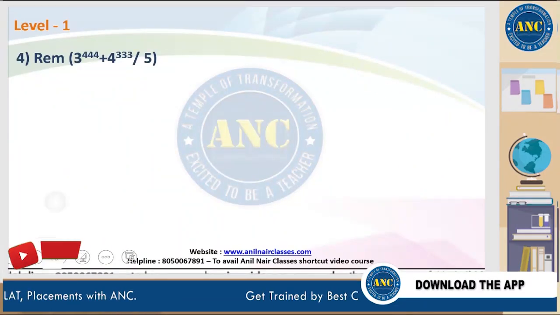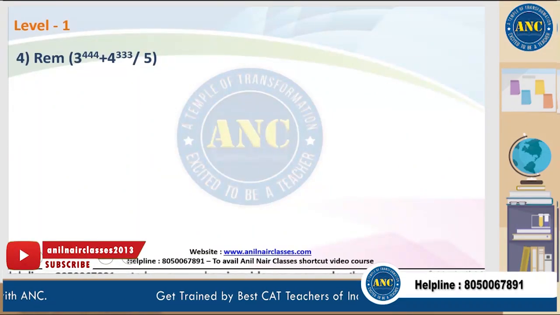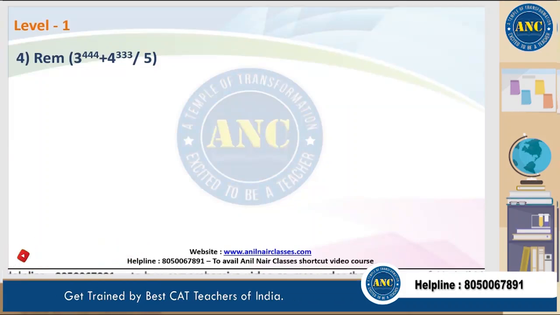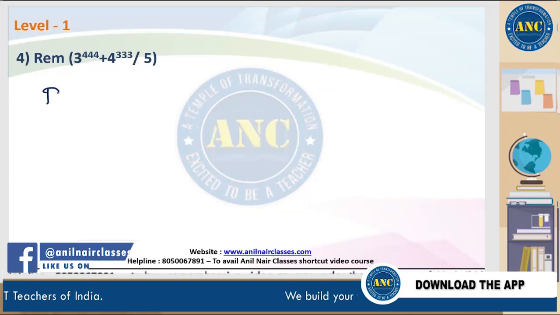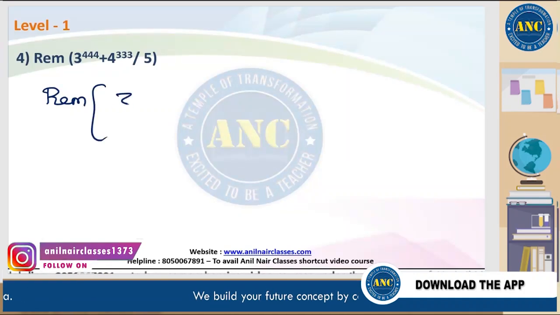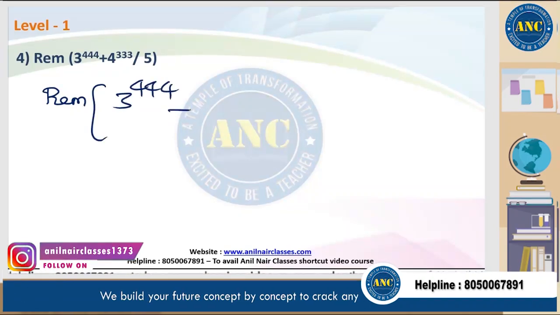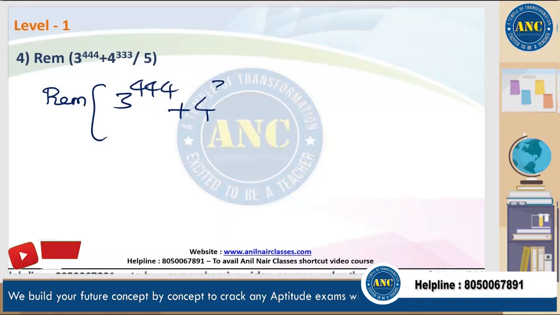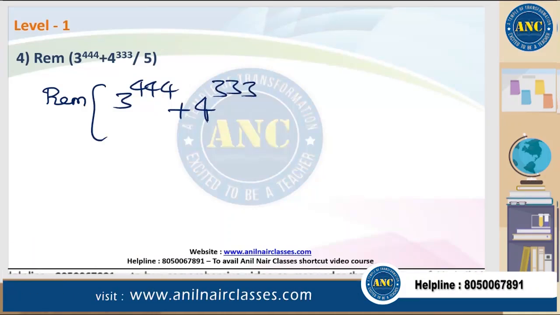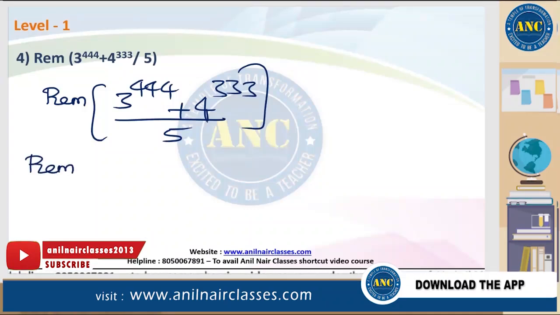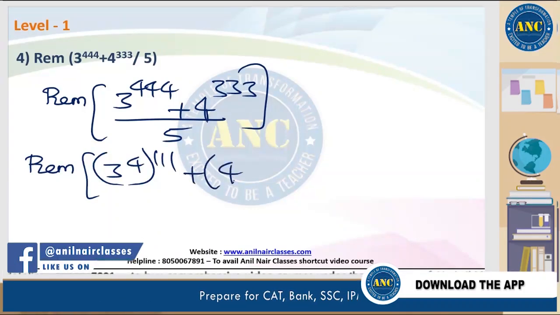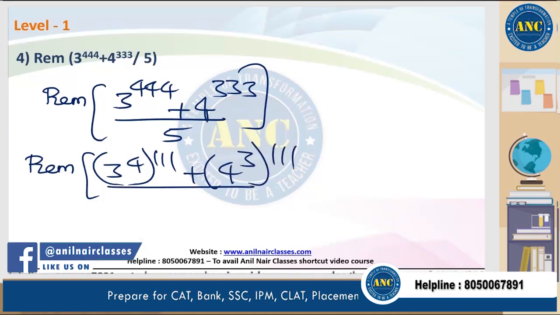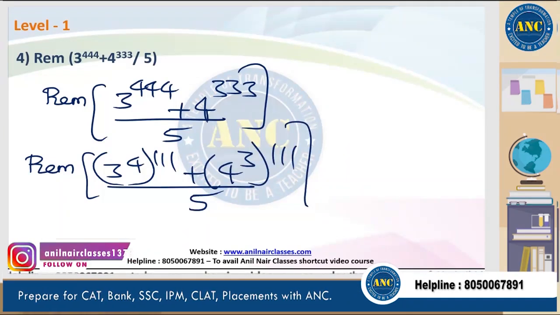Another beautiful question, an original exam question. Reminder: 3 power 444 plus 4 power 333 divided by 5. So I will write the equation again: 3 power 444 plus 4 power 333 divided by 5. Write the numerator as 3 power 4 power 111 plus 4 power 3 power 111, divided by 5. I hope it is clear.